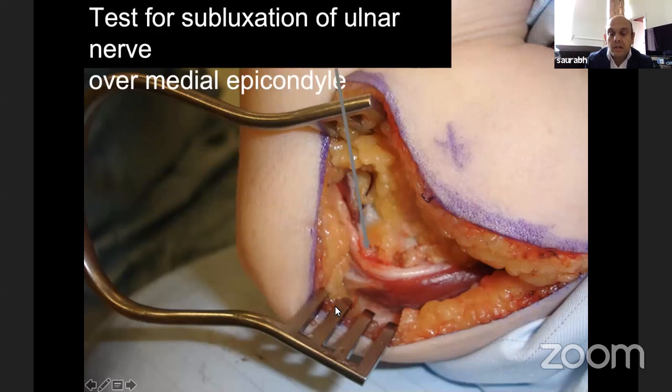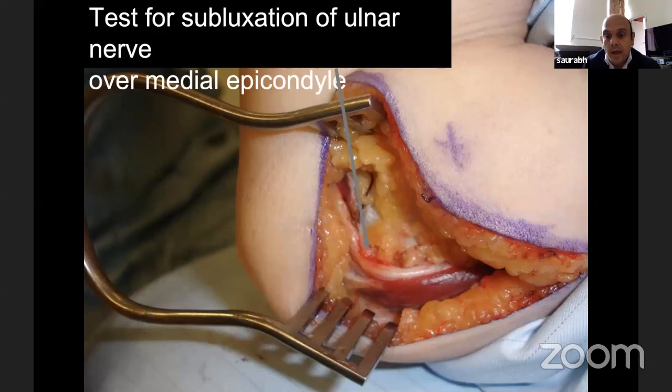And then once you've done your decompression, the idea is to see if the nerve is flicking over the medial epicondyle. So flex and extend the elbow. And if the nerve is flicking, then you need to anteriorly transpose it. Now, one tip to keep the nerve stable: when you're decompressing, do not decompress on the triceps side. Decompress on the anterior side. If the nerve stays with the triceps, it stays stable. Plus the vascularity is also preserved.